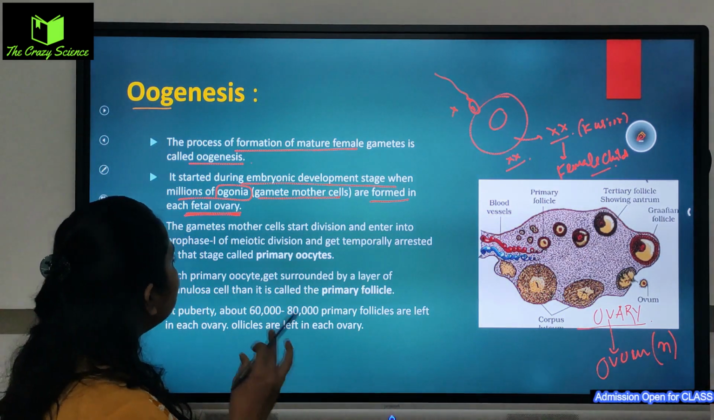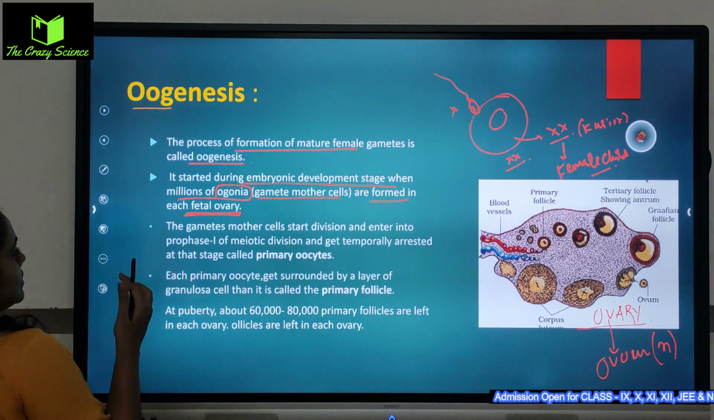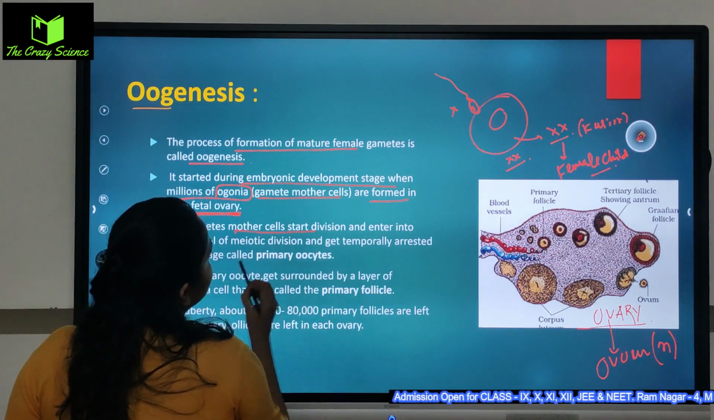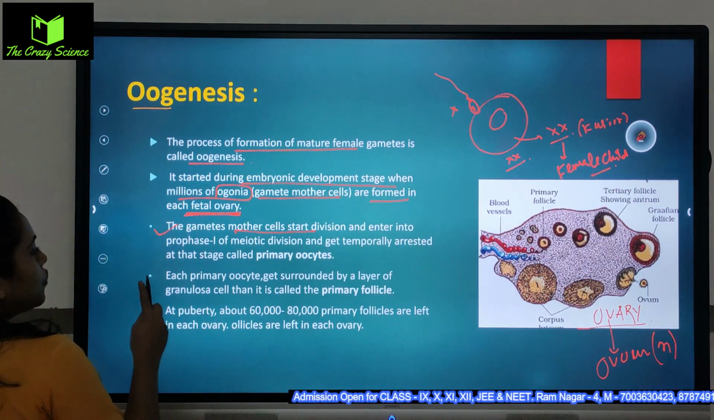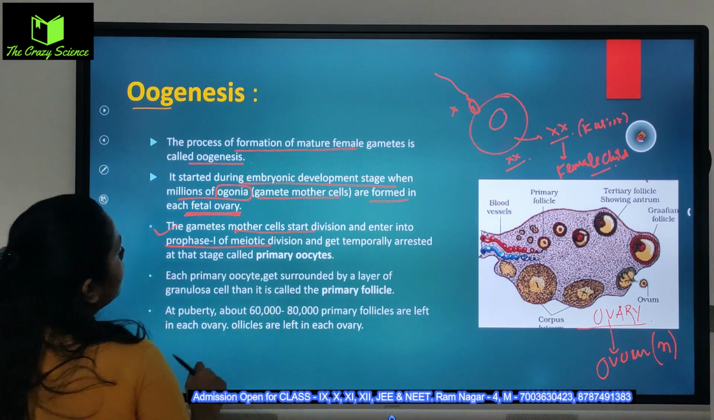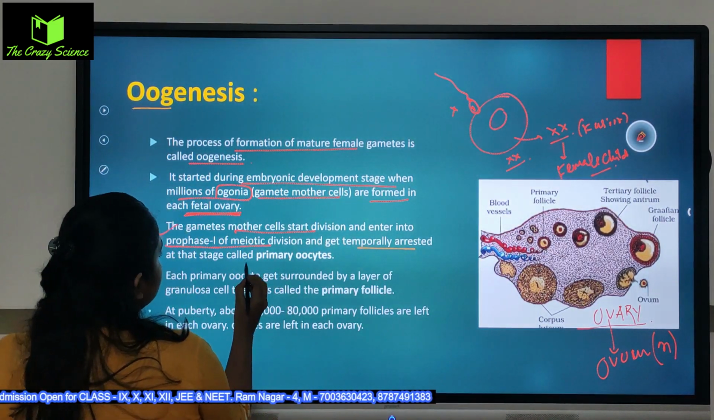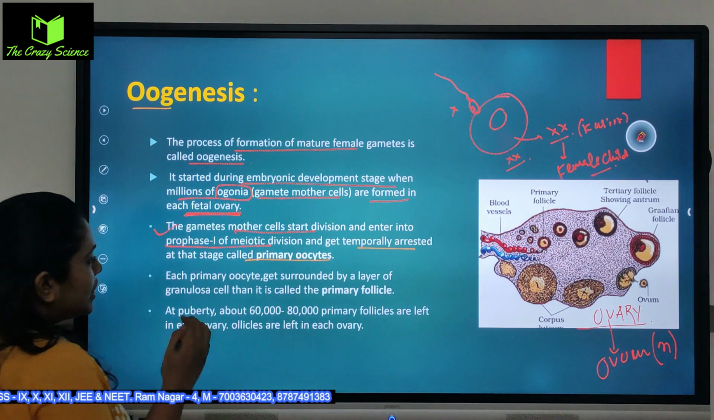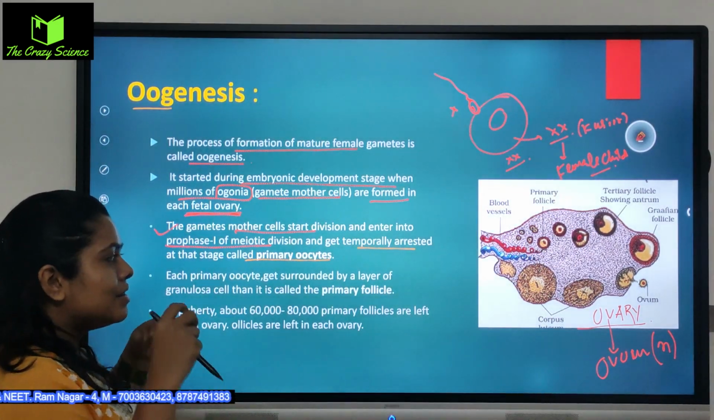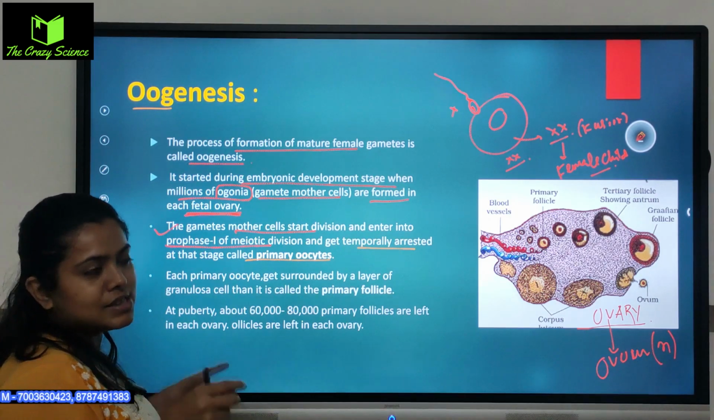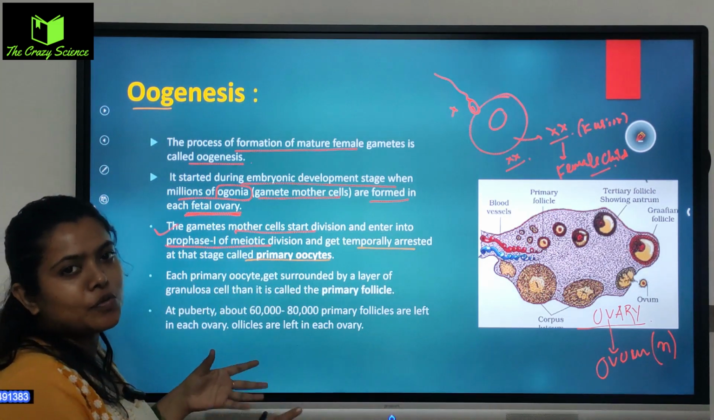হলো, বাট is very tiny in structure, সেই ফিটাসে আছে। The gamete mother cell starts division, enter into the prophase 1, they are talking about the meiotic division, and get temporarily arrested. That stage is called the primary oocyte. তো ডিভিশন তো হলো, ডিভিশন হওয়ার পরে তারা they are waiting for something, just arrested হয়ে গেল, means paused হয়ে গেল for a few sometimes.